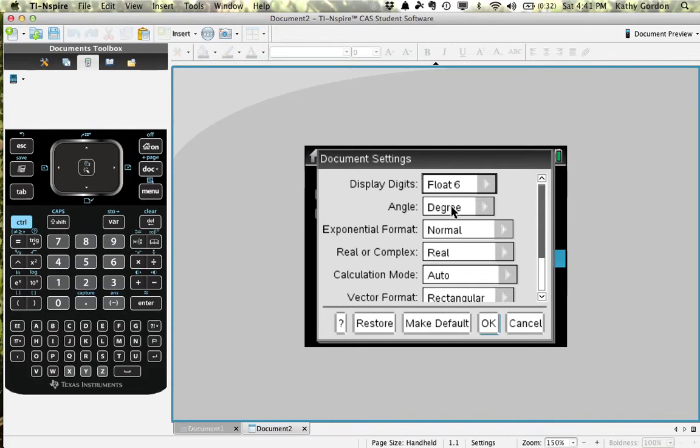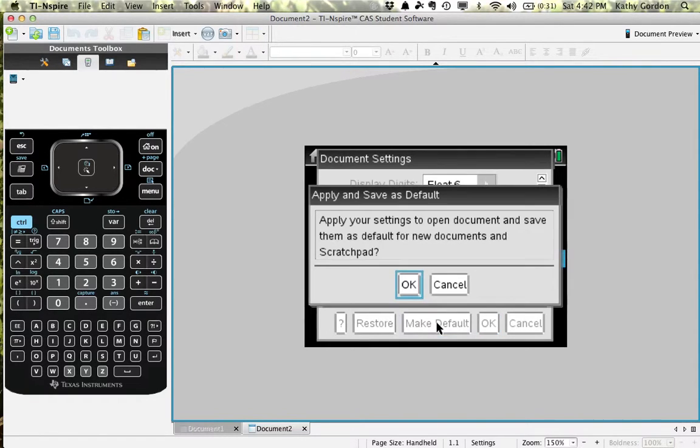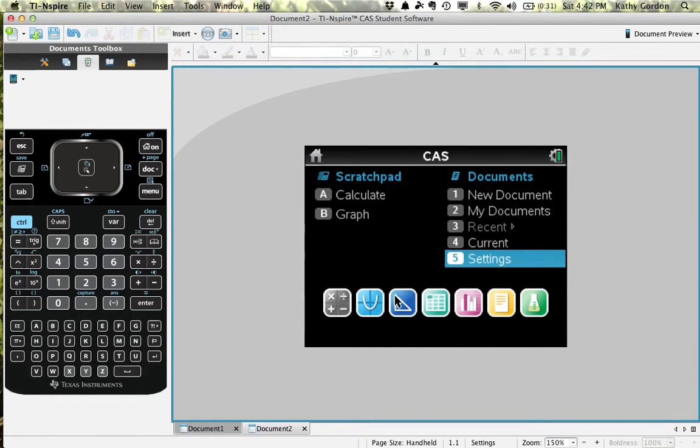But if you had been in radians, then you would click this little arrow to the right, you would choose your degrees, and then you want to click on Make Default. Don't just click on OK, because it's not going to necessarily change the setting for everything. So we want to make this the default so that all of the problems we do now will use degrees as our angle measure. It's going to ask you if you want to save and all your settings. You say OK. And then if you already had something open, you could go back to current, or we can just open a new document.